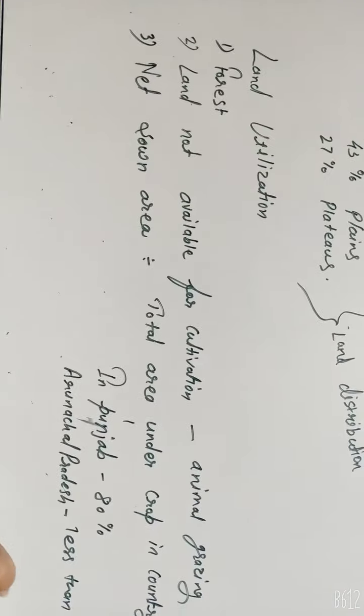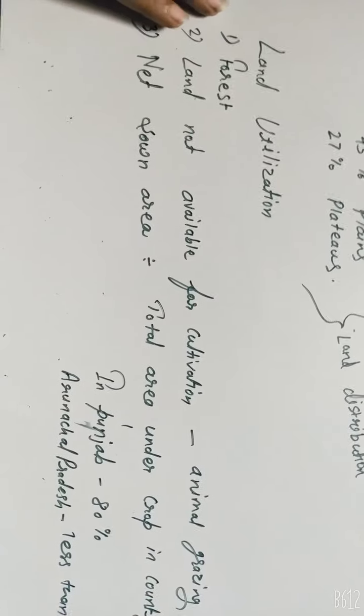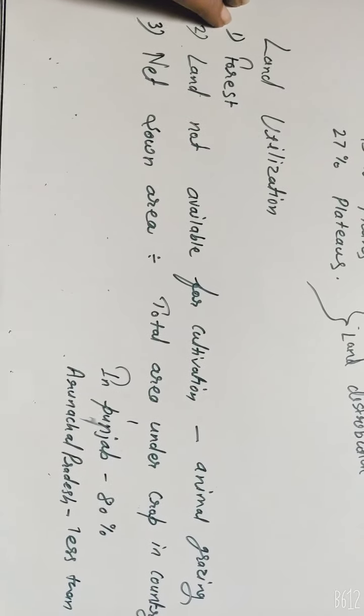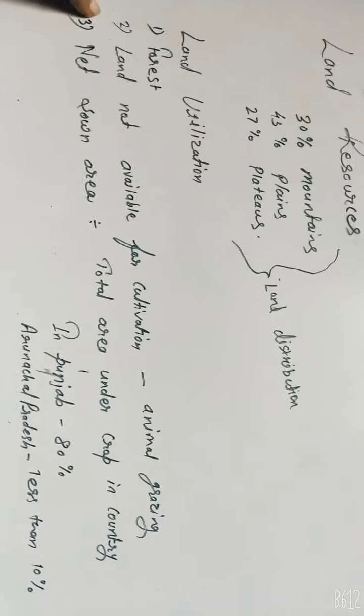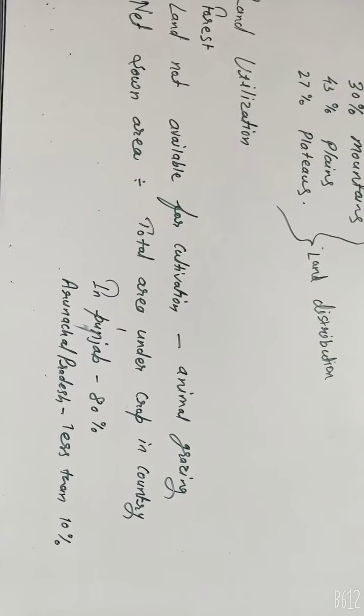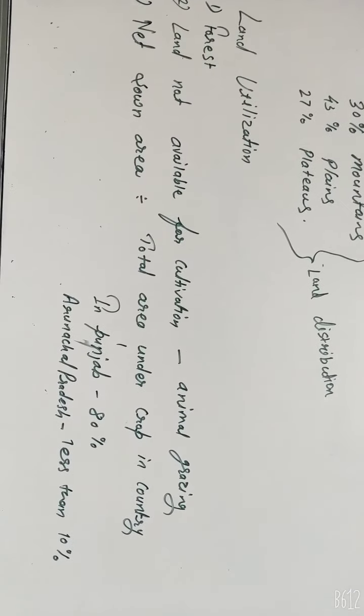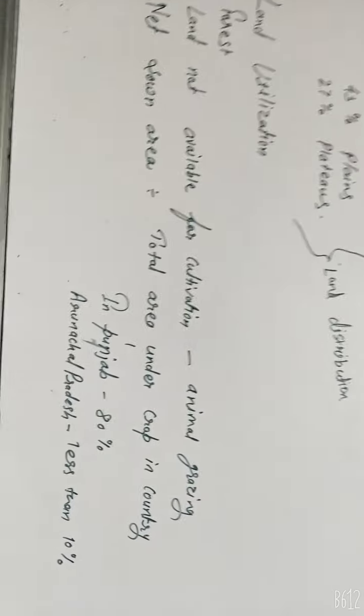Then land utilization, how the land is utilized in India. First, the land is utilized in forest. Second, land not available for cultivation, some land which is not available for cultivation because of animal grazing. Some ground is used for animal grazing, there we can't do any cultivation.